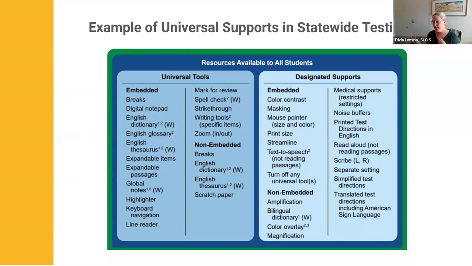The ones for the designated supports, they don't have to be on an IEP, but the teacher can say, hey, I feel like Sam really needs to have a different print size. So they would go ahead and add that on to their testing profile. So again, we're really looking at building these things into classrooms. So if you hear about universal supports, that's what we're talking about.